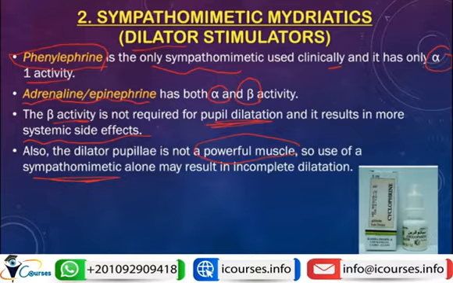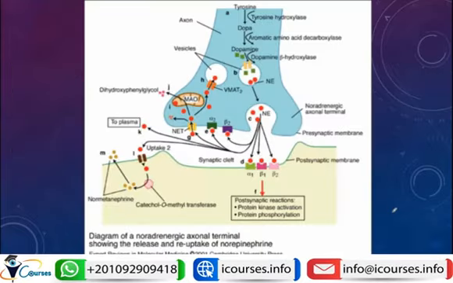So a sympathomimetic alone is not efficient for complete dilatation, but we add another parasympatholytic. This eye drop is called cyclophrine, in which there is a conjunction of phenylephrine with cyclopentolate. Phenylephrine can cause stimulation of the dilator pupillae muscle. Cyclopentolate will antagonize the effect on the constrictor pupillae muscle. So this will be the dilator pupillae muscle.